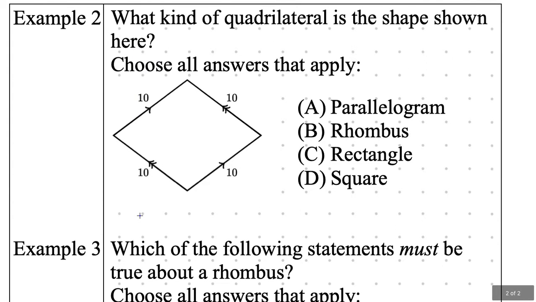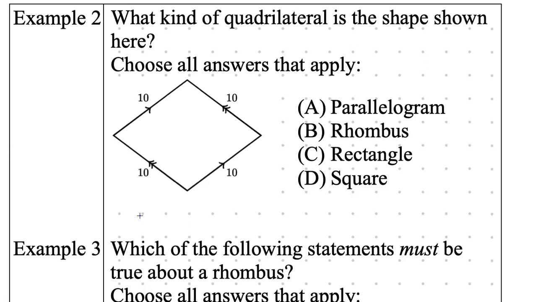All right, example number 2. We're on the back. What kind of quadrilateral is the shape shown here? And I'm choosing multiple answers. I'm probably going to be choosing at least 2, if not all of them. We'll see. All right. So what I want you to do is circle your own answers.